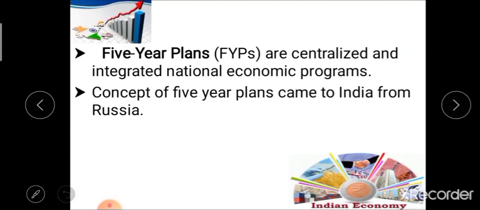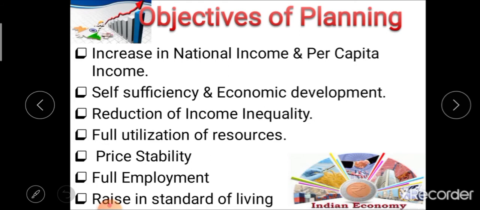So first of all, the meaning of 5-year plan. These 5-year plans are a centralized and integrated national economic program, and the concept of the 5-year plan came to India from Russia. After this, the next point is the objectives of planning.